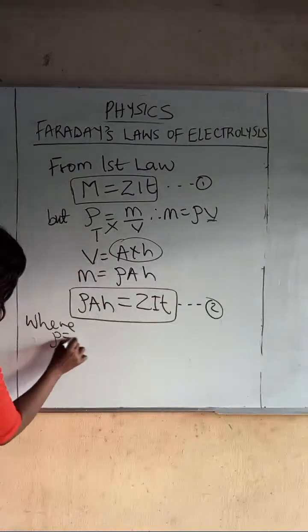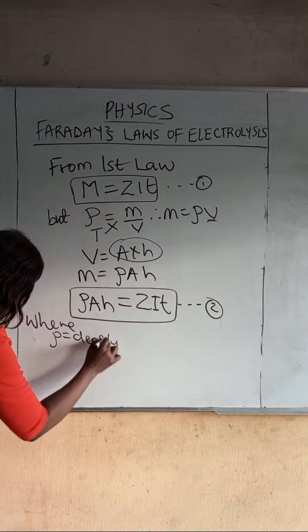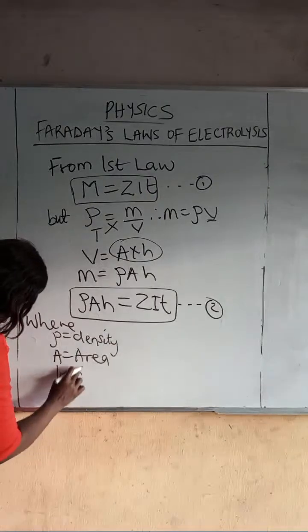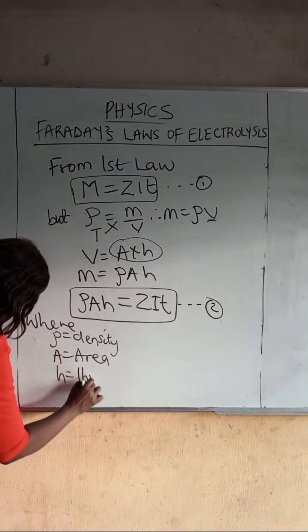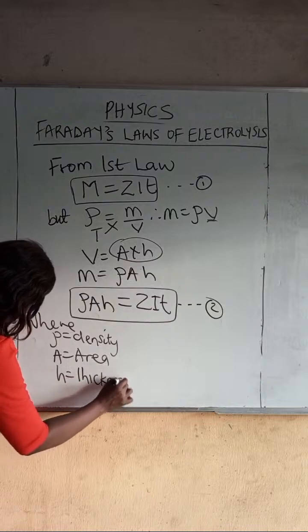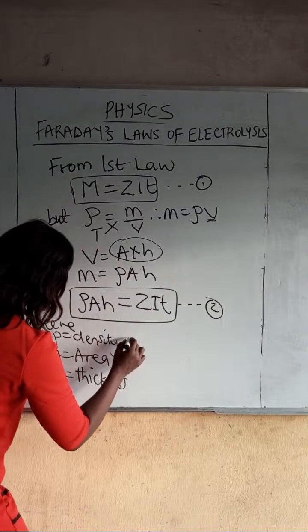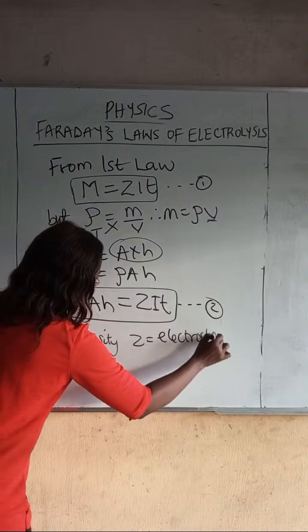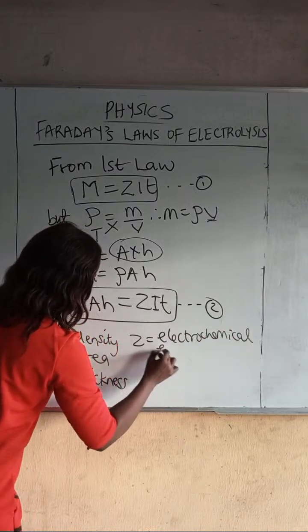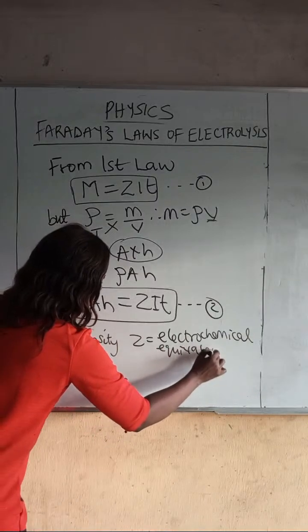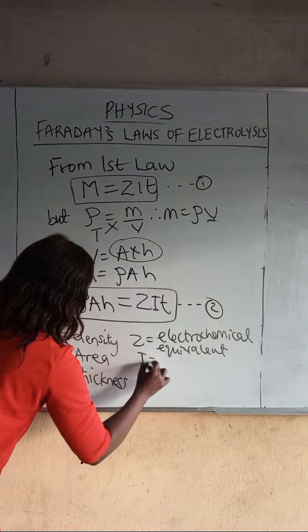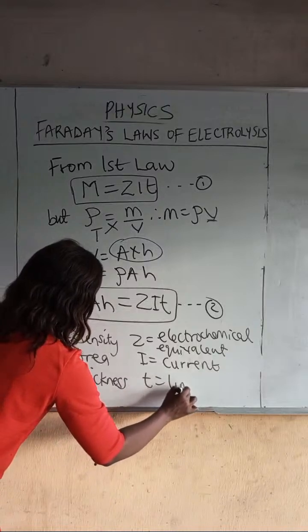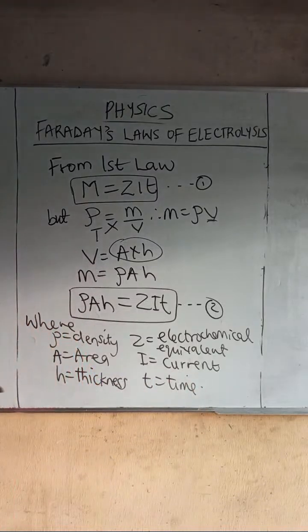where rho is density, A is area, H I can use as thickness, Z is electrochemical equivalent, I is current, and T is time. Now let me explain.